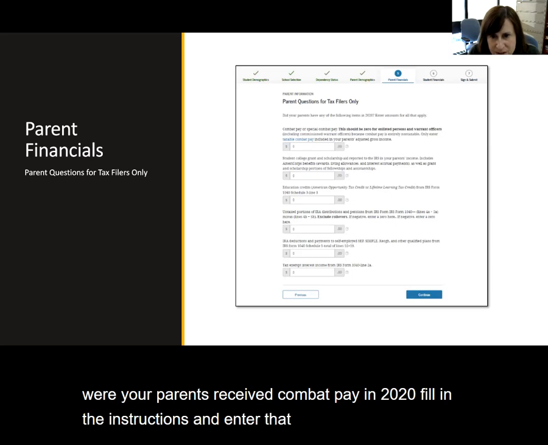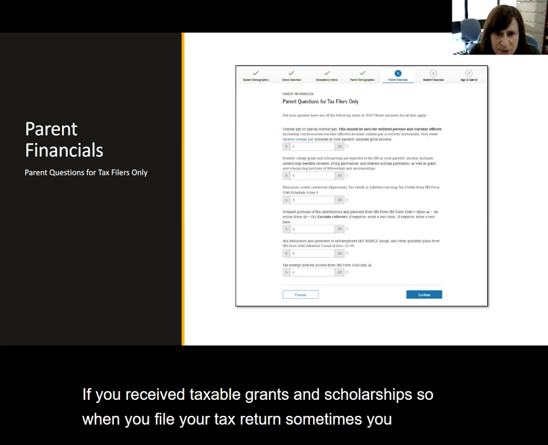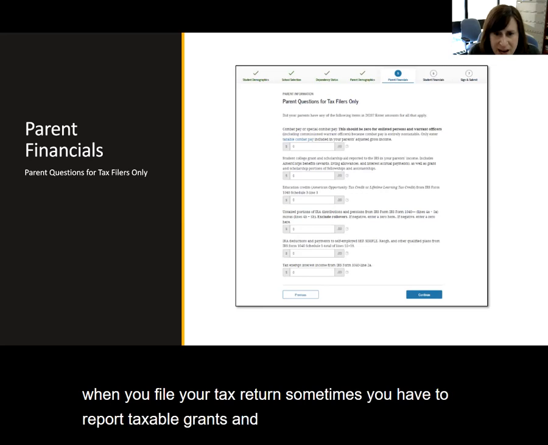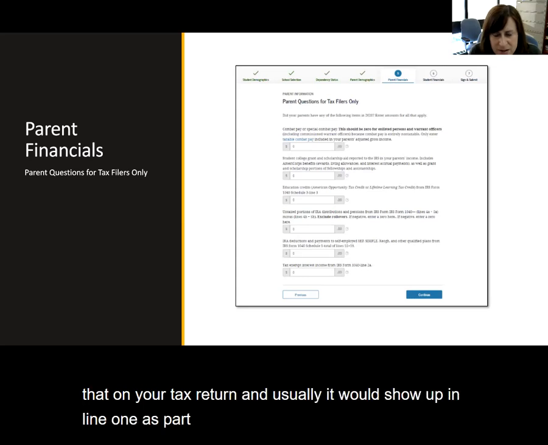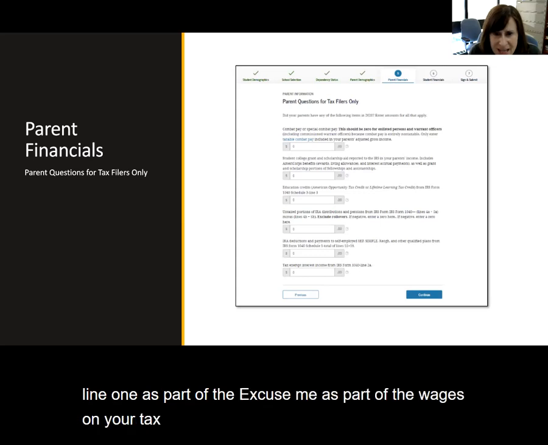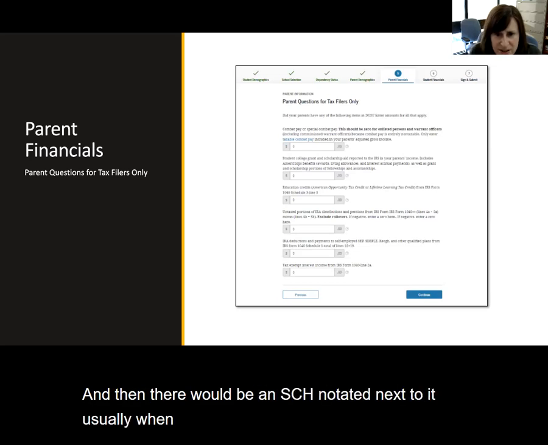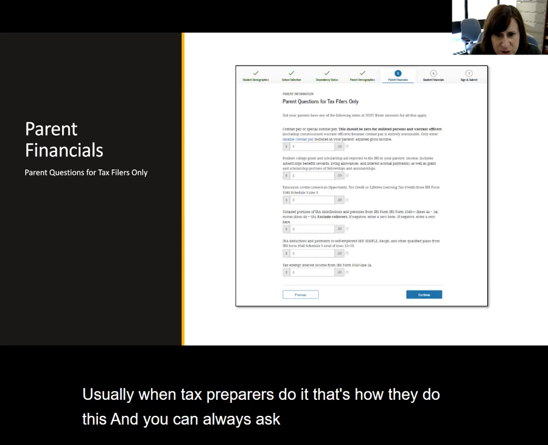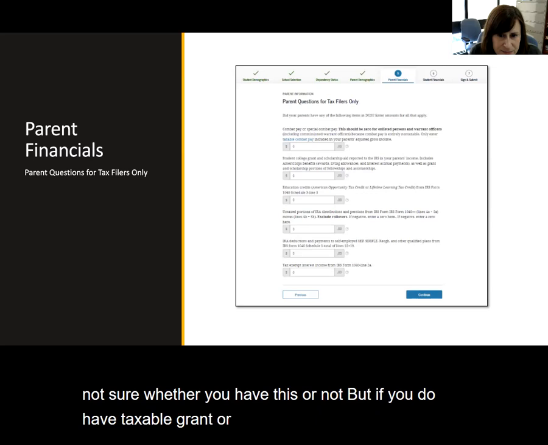If you received taxable grants and scholarships, so when you file your tax return, sometimes you have to report taxable grants and scholarships. If you have that on your tax return, usually it would show up in line 1 as part of the wages on your tax return. And then there would be an SCH notated next to it. Usually when tax preparers do it, that's how they do this. You can always ask your tax preparer if you're not sure whether you have this or not. But if you do have taxable grant or scholarship, you would report that here.